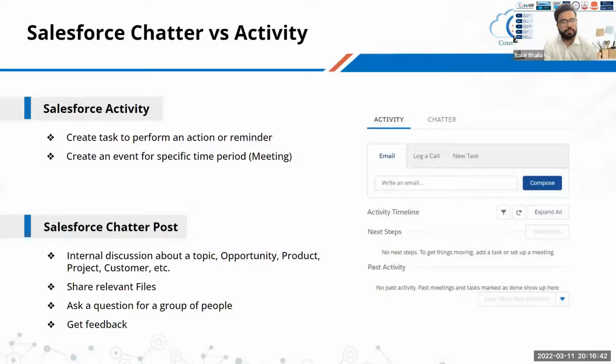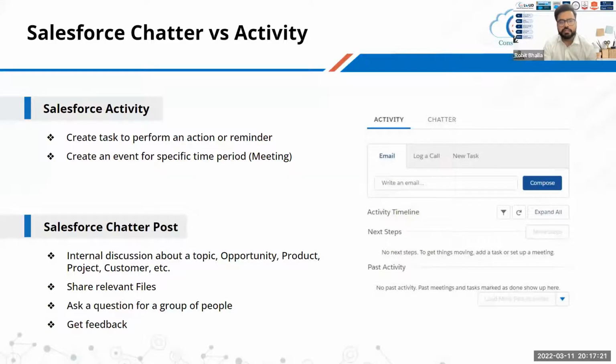Okay, so it's a common query. People say, okay, I have activity, why should I use chatter? Chatter is not similar or near to the activity. Salesforce activity is just to create tasks to perform an action or a reminder. Let's suppose I need to give a call to John on Monday, so I'll create a task, add the date, and add the description that I need to call just to take the confirmation on the deal. On Monday, it will remind me that these are the due tasks for today, I need to make a call to John and talk to him about that particular deal. And that's a task.